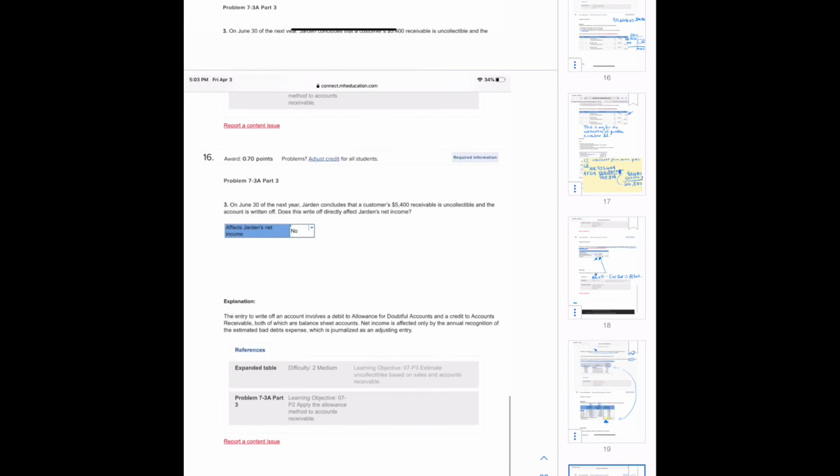Now number 16 tells us that on June 30th of the next year, so notice that it says that, Jordan concludes that a customer's $5,400 receivable is uncollectible and the account is written off. Does this write-off directly affect their net income in this year? And the answer here might surprise you, and the answer is no. The reason it is no is because the entry to write off this account is a debit to allowance for doubtful accounts and a credit to accounts receivable.